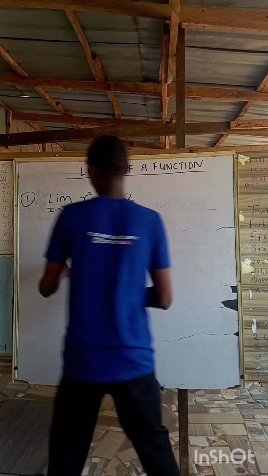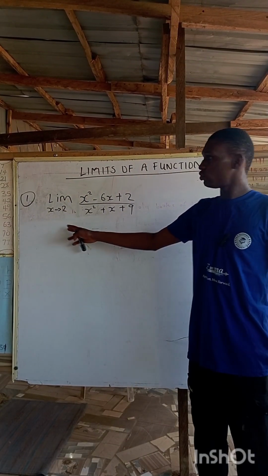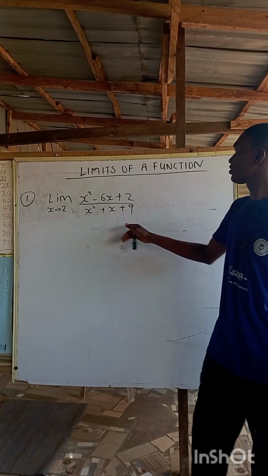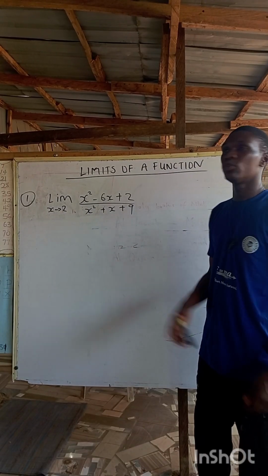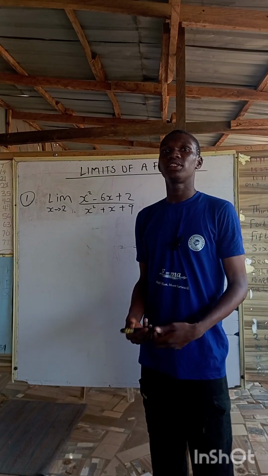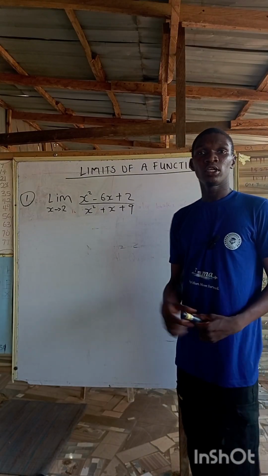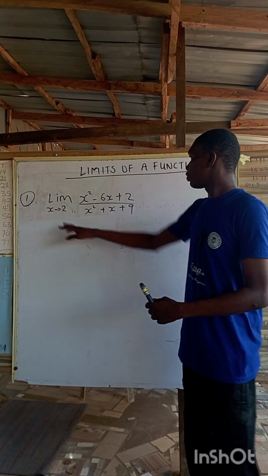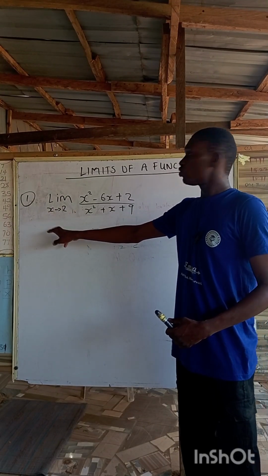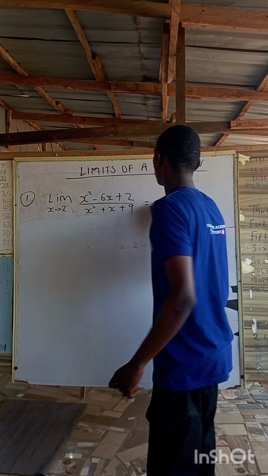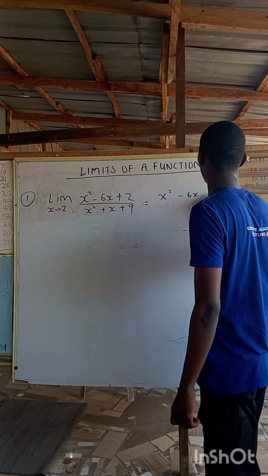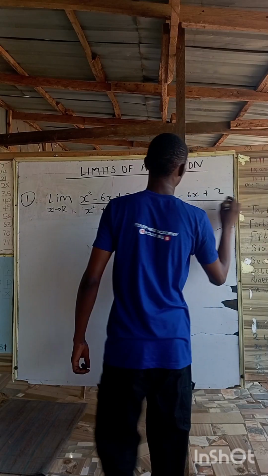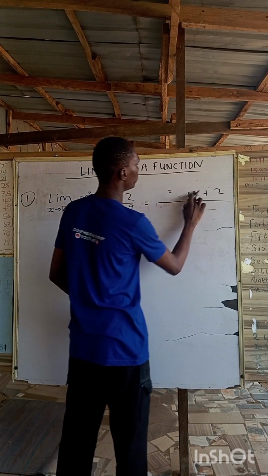We're given this question: the limit as x tends to 2 of (x squared minus 6x plus 2) over (x squared plus x plus 9). When we're solving for a limit, the first thing we check is whether we can substitute directly. So we substitute x equals 2 into the given function.